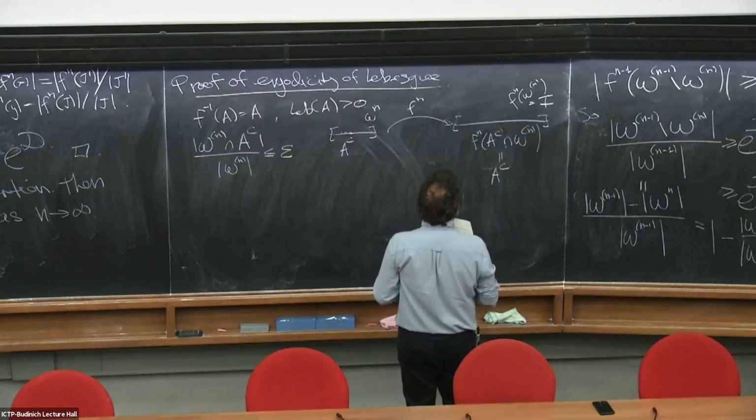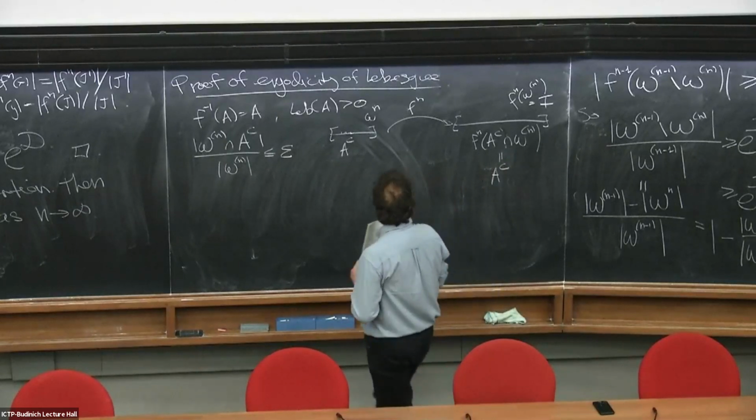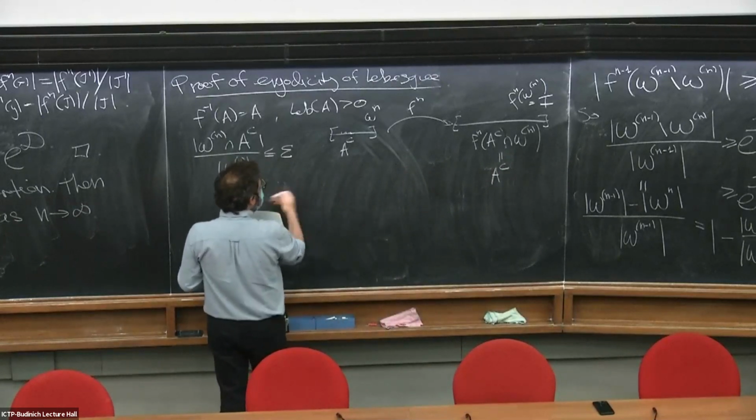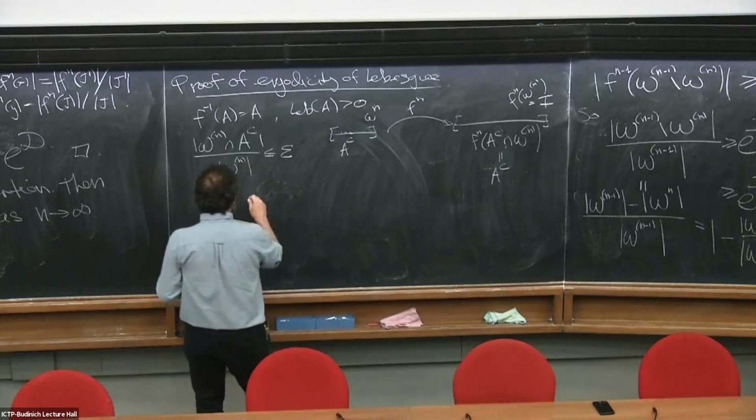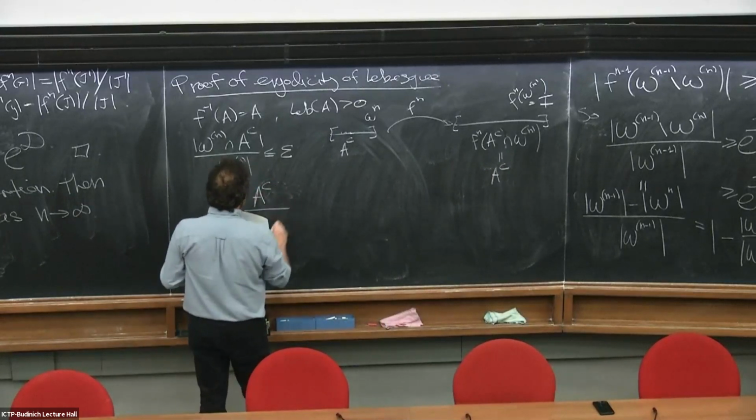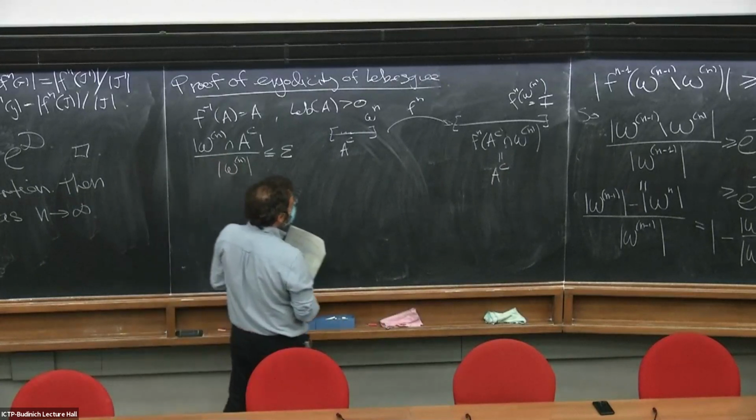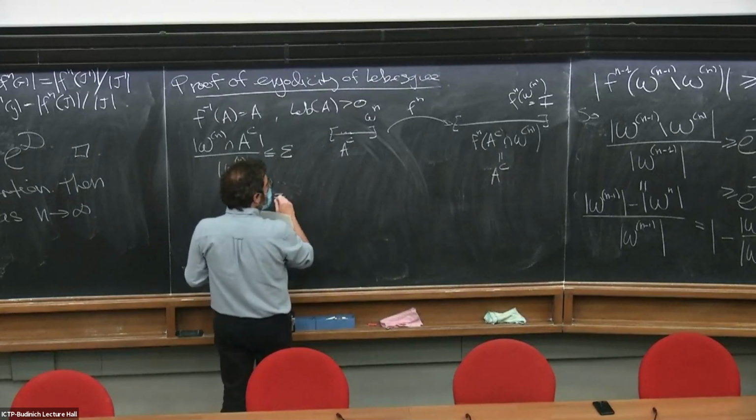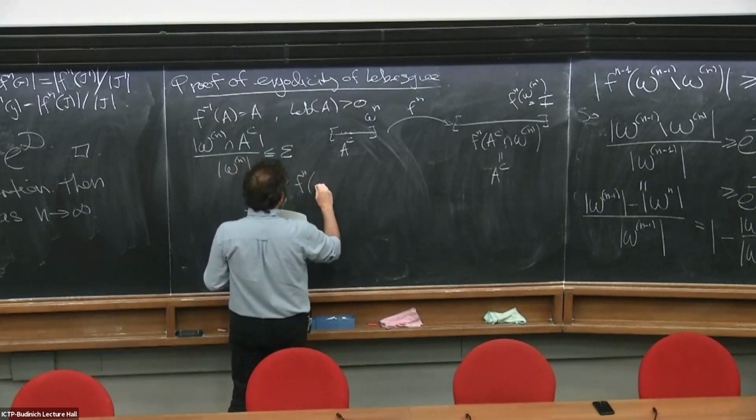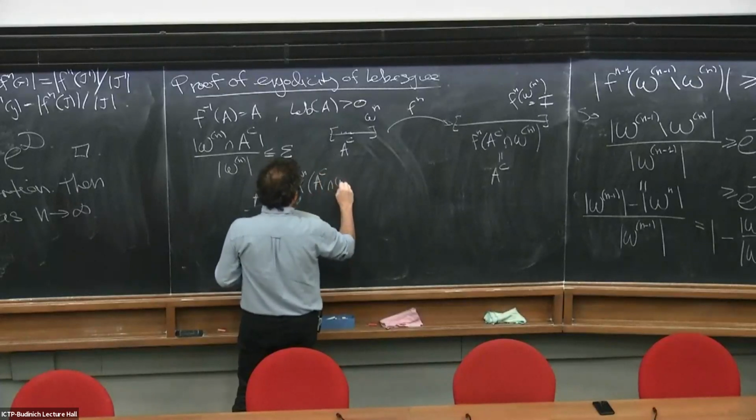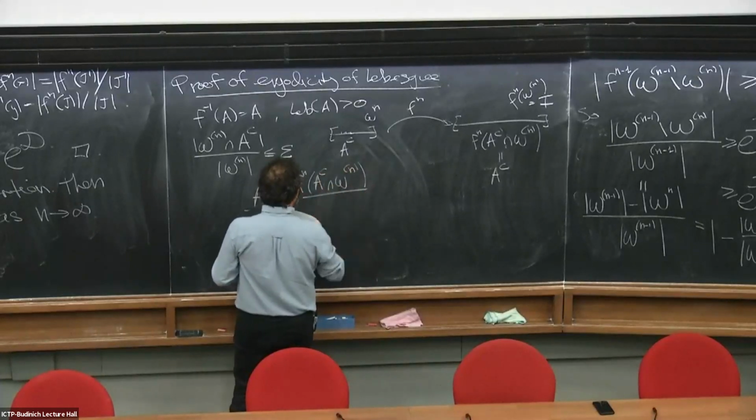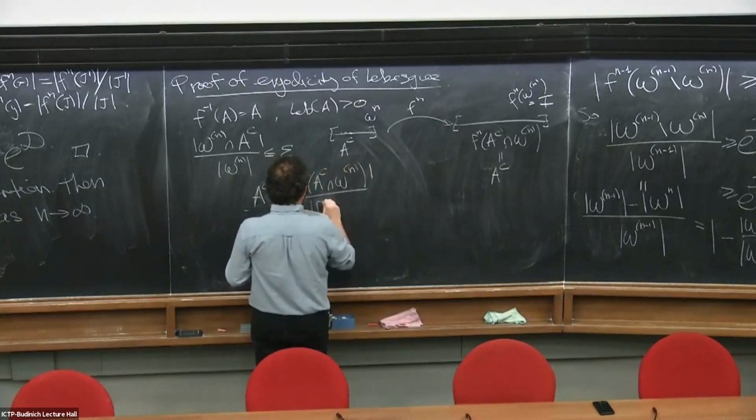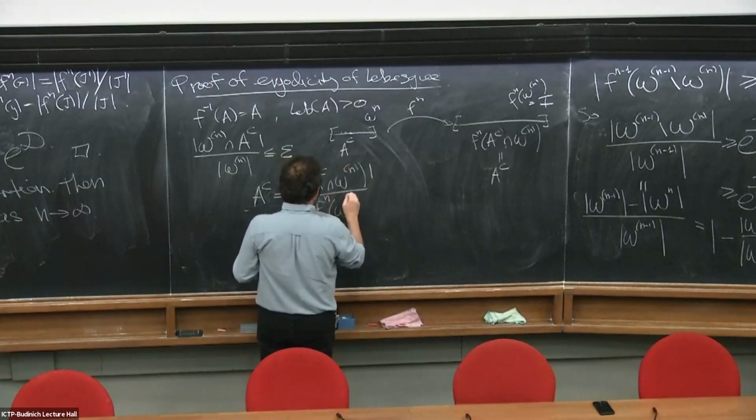So we had that A complement is equal to Fn of A complement intersection omega n over Fn of omega n.